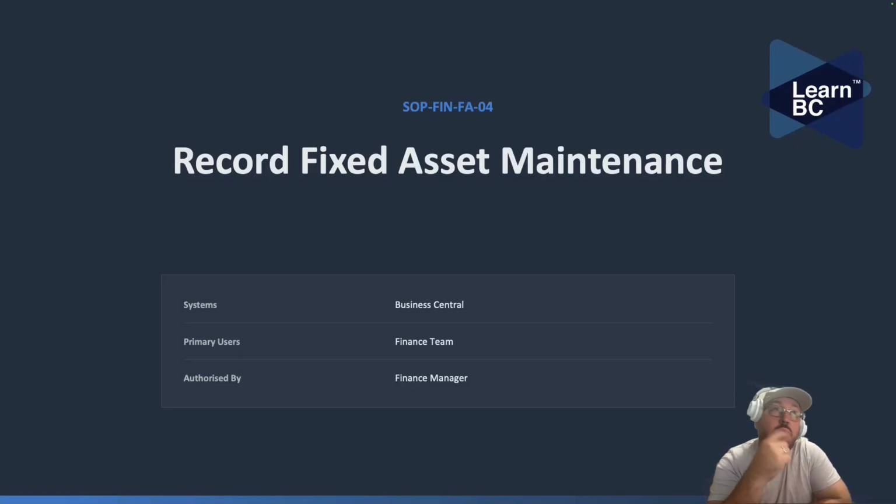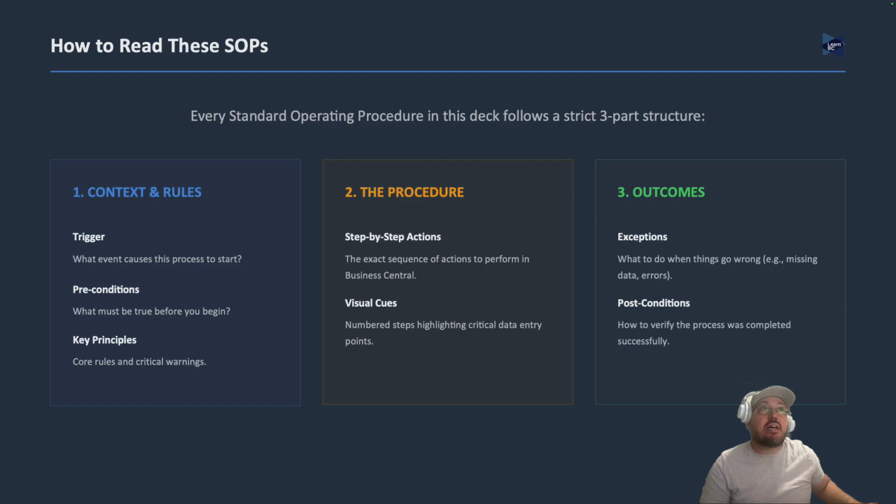You're here with Jared. We're in a series, Finance 101, with fixed assets, up to SOP number 4, which is recording fixed asset maintenance. This series is just going to help you run your asset register better, maintain it, manage it. Let's talk through how we run our SOPs. We go through context and rules, the procedure, the outcomes. It's all about the trigger, the preconditions, and the principles that lead us through the steps and to the outcome.